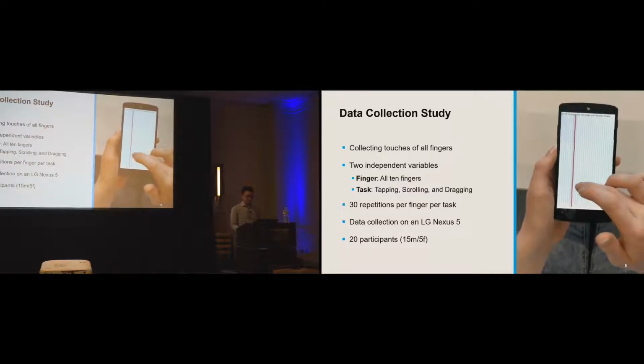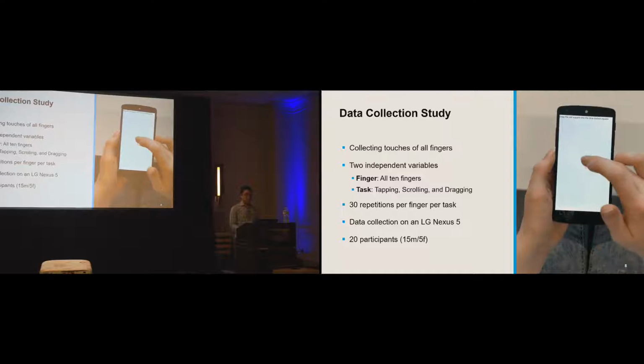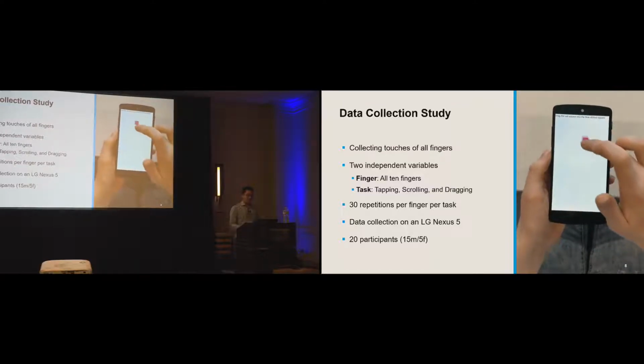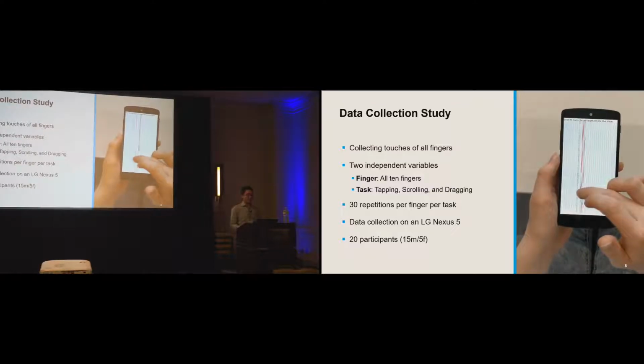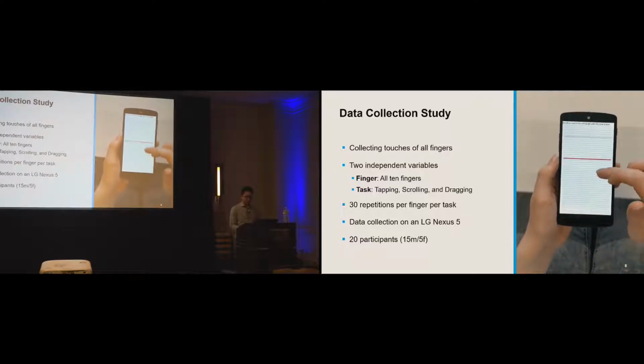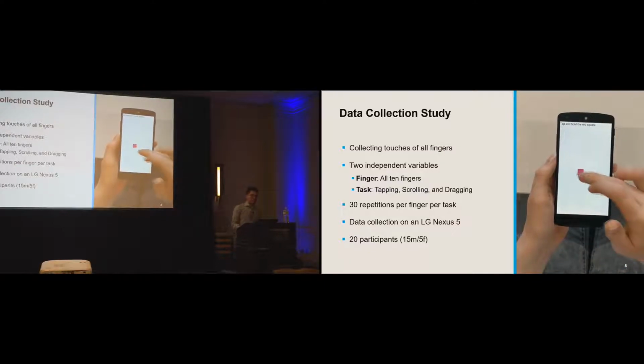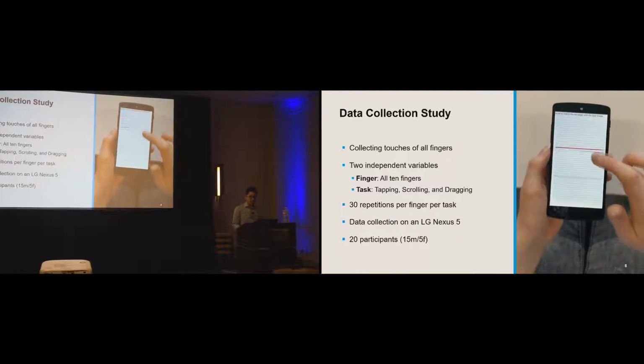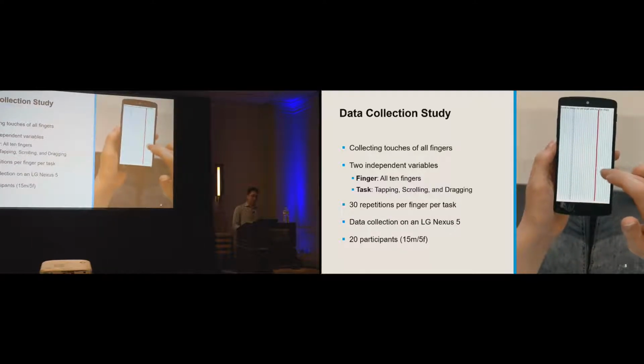Our study design includes two independent variables, the finger and the task, which includes a tapping task, a scrolling task, and a dragging task. These tasks were adopted from previous work and were repeated 30 times for each finger. And for this study, we recruited 20 participants.